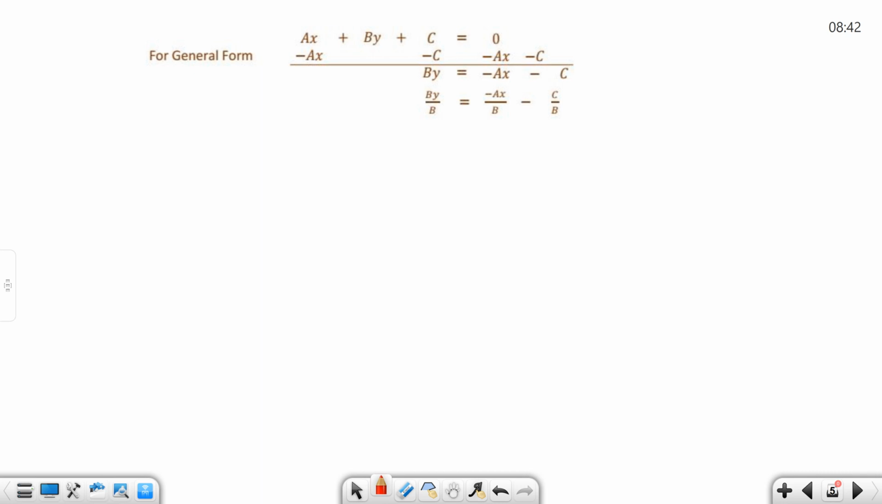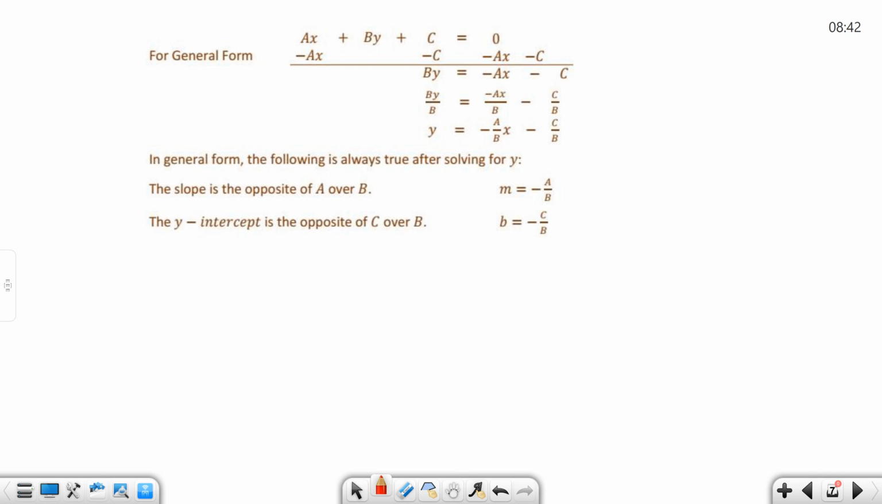Then I'm going to divide everything by b so that this divides out. Doesn't cancel, it divides out. Y equals negative ax over b minus c over b. So y equals negative a over b x minus c over b. So if I use y equals mx plus b, this is m and this is little b, right? So in general form, it's always true. The slope is the opposite of a over b. The y-intercept is the opposite of c over b. Always. It's always the case.